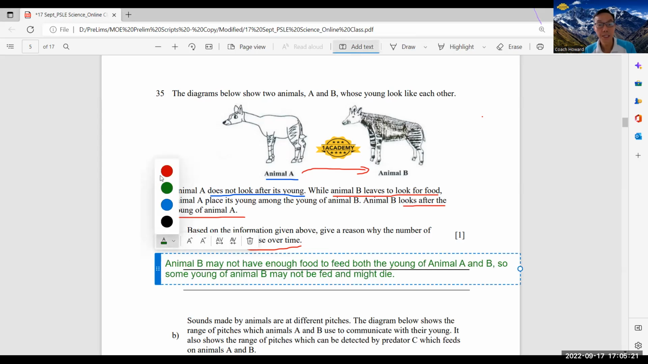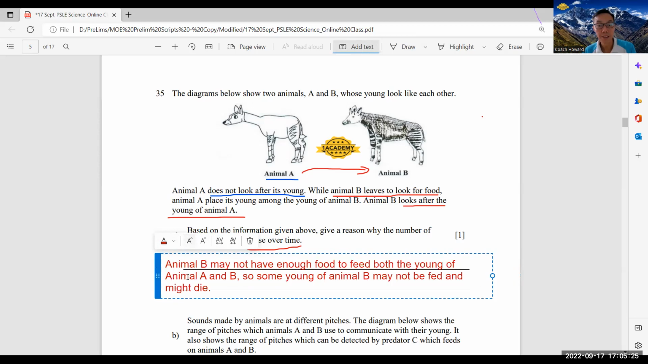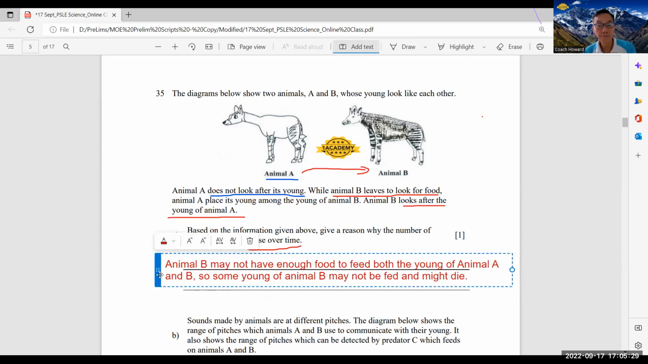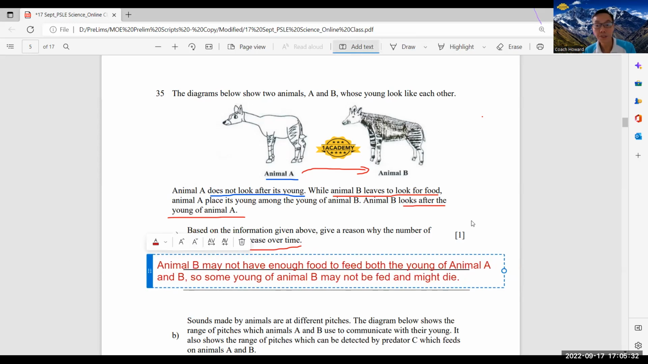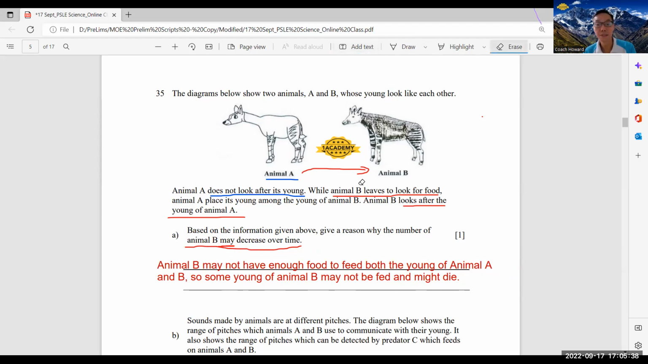Okay, let me put this part in red color. So you mention it this way. Animal B may not have enough food to feed both the young of animal A and animal B. So some of animal B may not be fed and might die.